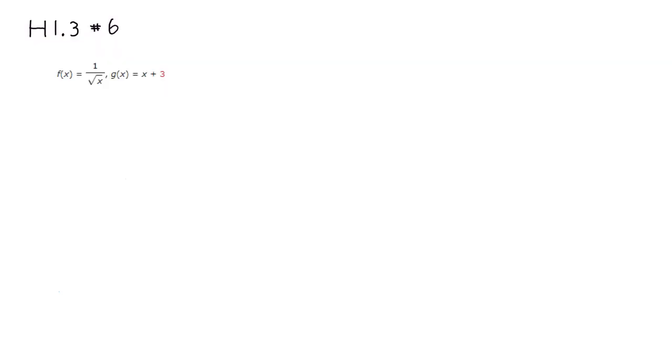This is part A. f of g of x. So all you have to do is work from inside out. Replace g of x by its formula, which is x plus 3. Then using the function notation, every time you see x, you're going to put x plus 3. So it's 1 over square root of x plus 3.